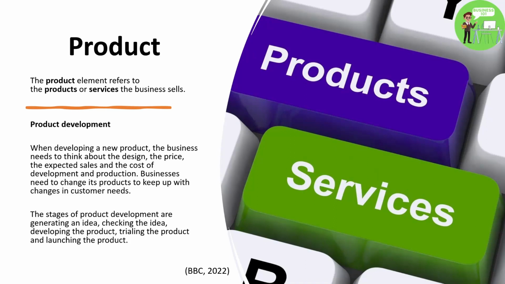So let's start off with product. The product element refers to the products or services the business sells. When developing a new product, the business needs to think about the design, the price, the expected sales, and the cost of development and production. Businesses need to change their products to keep up with changes in customer needs. The stages of product development are generating an idea, checking the idea, developing the product, trialing the product, and launching the product.